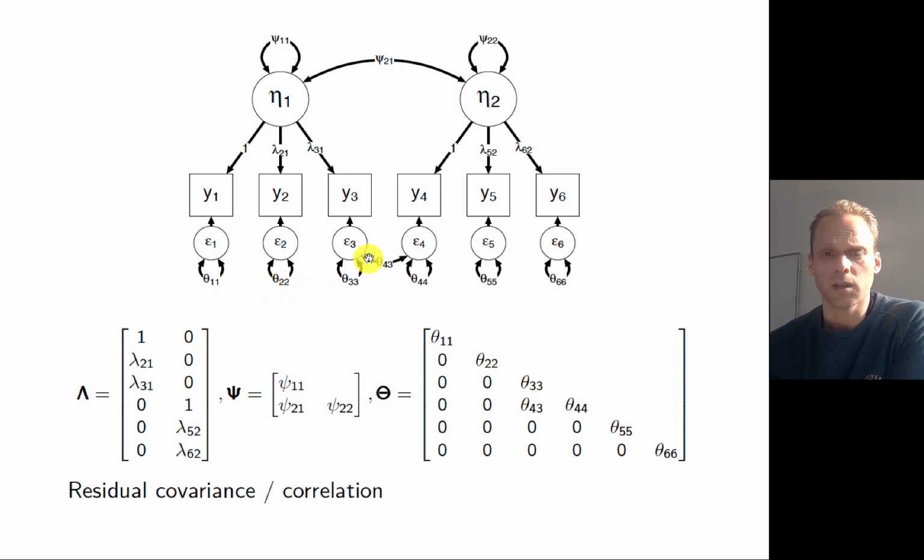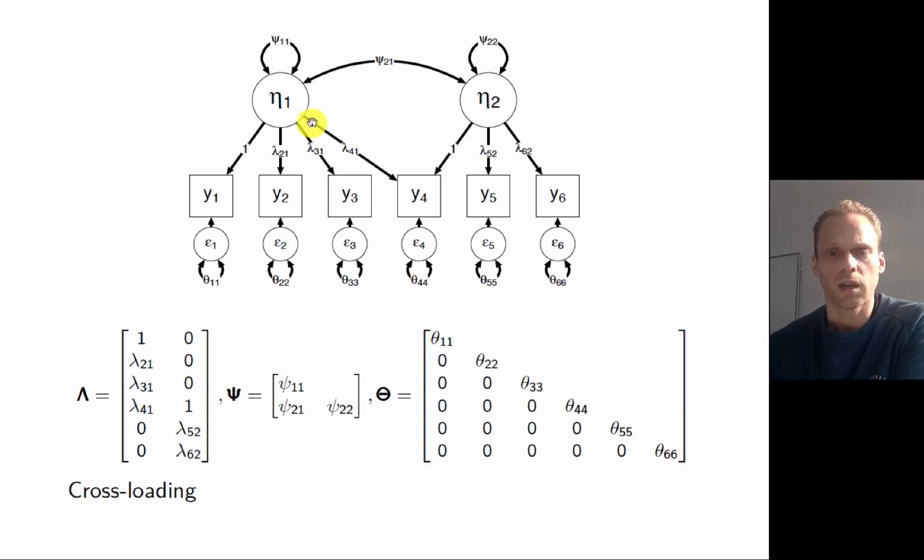Now I can expand this. So for example, maybe the model doesn't fit between y3 and y4. Maybe these correlate in our observed variance covariance matrix much stronger than we would expect given our model. We can add a residual correlation. So here I added an extra model parameter.